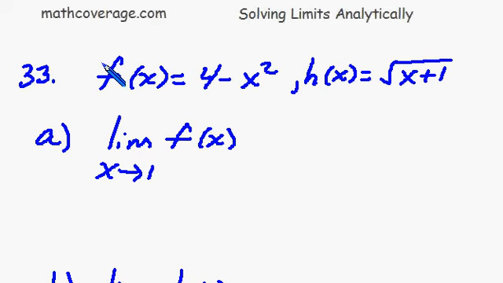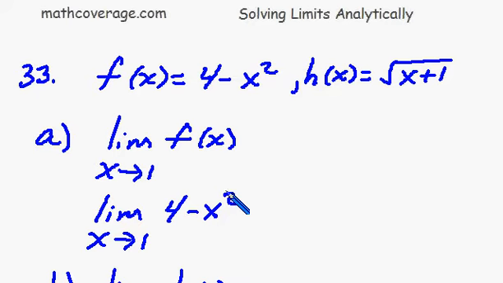Well, this is what f of x is defined to be, 4 minus x squared. So all we're doing here is rewriting this limit as x approaches 1 of f of x, which happens to be, so we're just plugging this stuff in. It's just another way of rewriting the limit here. So we take 1, we plug it in, and 4 minus 1 squared, which happens to be 3. Okay, nothing to that, right?